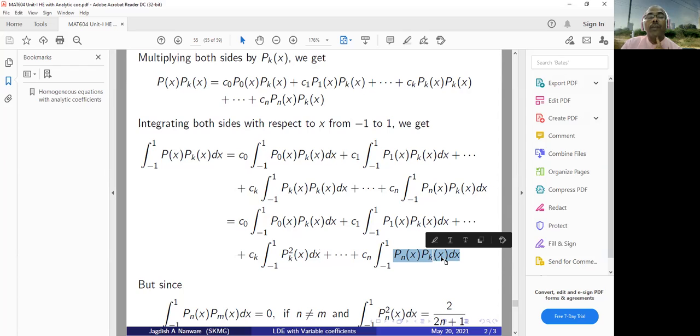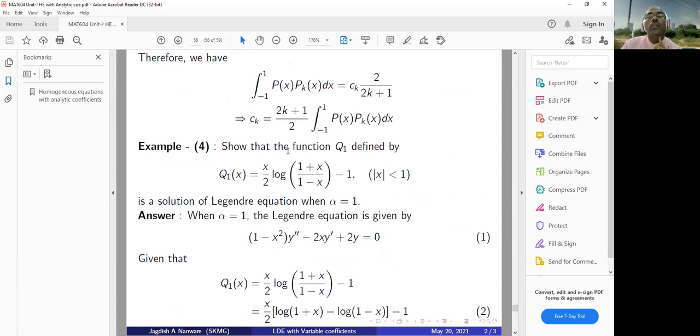So this value is 0, therefore this term is 0, this term is 0, and what remains is only this. We use this, and what do we get? This. So for this we substitute the value. So that is ck into 2 upon 2k plus 1. Now, to find the value of ck, what do we do? We multiply this expression by 2k plus 1 upon 2. So this is only this much.